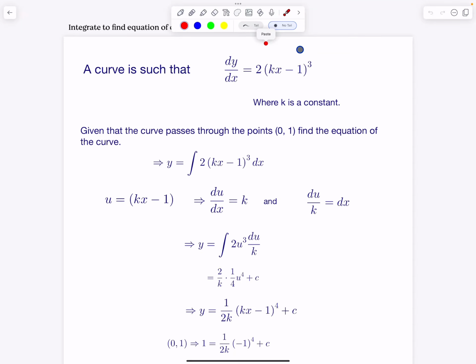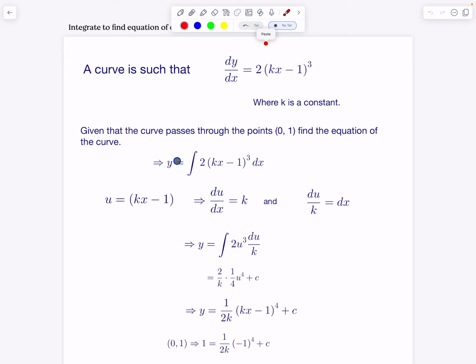So, here's the question that you asked. A curve is such that dy/dx is equal to 2(kx - 1)^3, where k is a constant. I think your question is, given that the curve passes through (0, 1), find the equation of the curve. I'm going to assume that that's it.